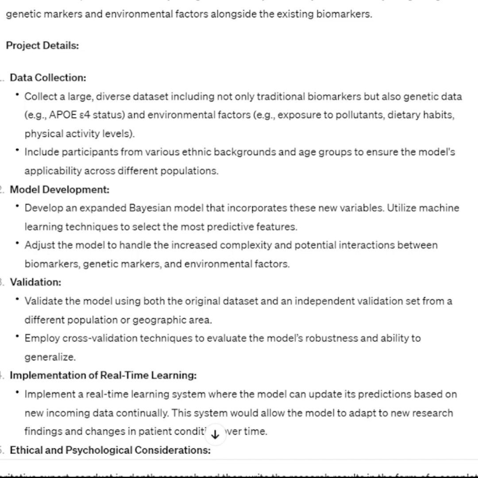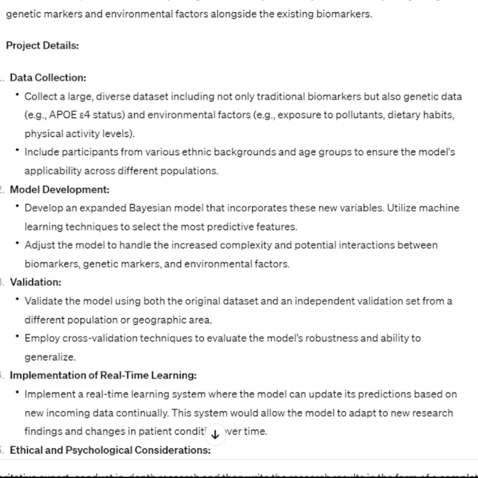1. Data collection. Collect a large, diverse dataset including not only traditional biomarkers but also genetic data, e.g. APOE4 status, and environmental factors, e.g. exposure to pollutants, dietary habits, physical activity levels. Include participants from various ethnic backgrounds and age groups to ensure the model's applicability across different populations.